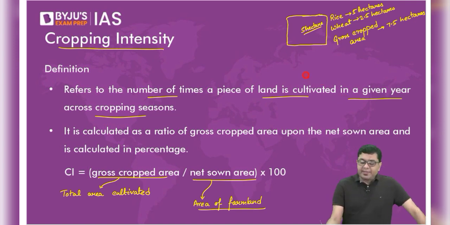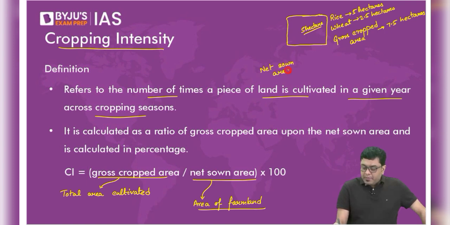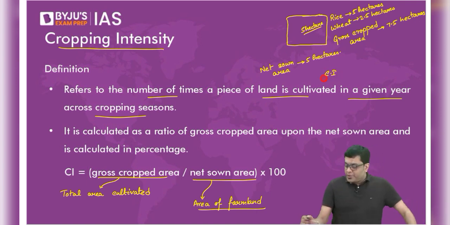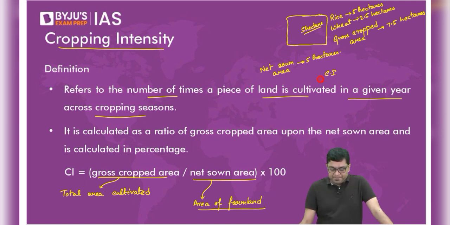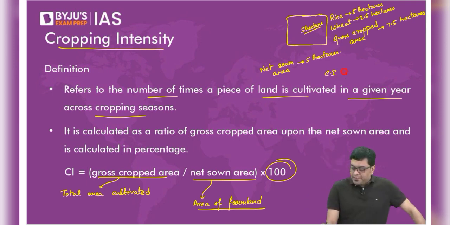What is the area of farmland in this case? The area of farmland, or the net sown area, is 5 hectares. So what will be the cropping intensity? Let me see how good you guys are in terms of calculation. You have to multiply by 100 as well, guys. Good, Dhaval, Swati, Sangam, good. So it is 7.5 by 5 into 100, right? So it will come out to be around 150. Okay, so cropping intensity in this is 150.